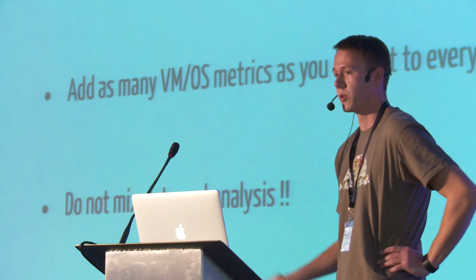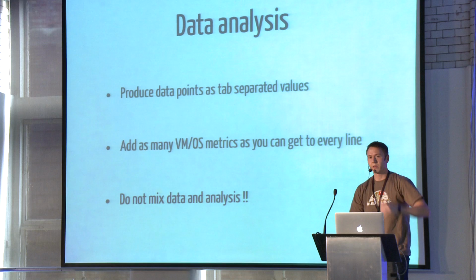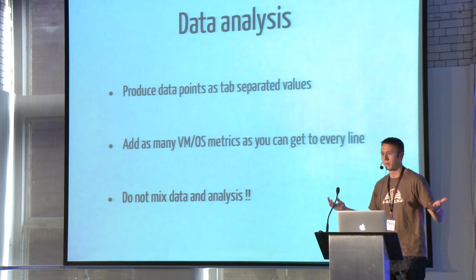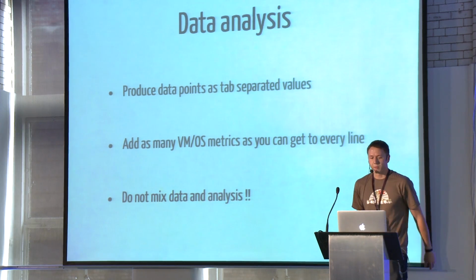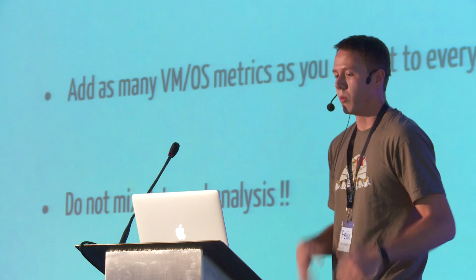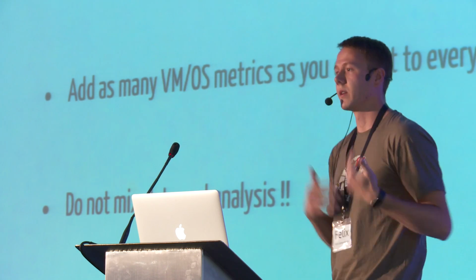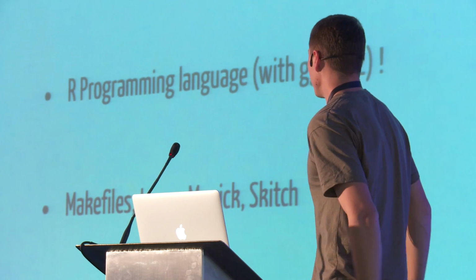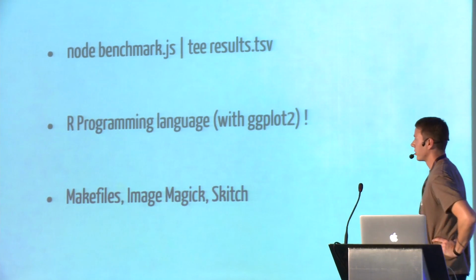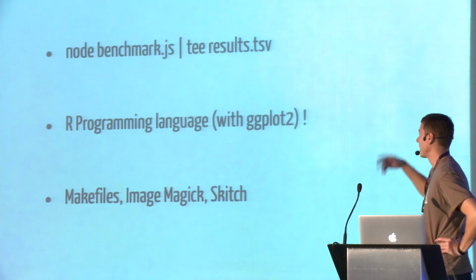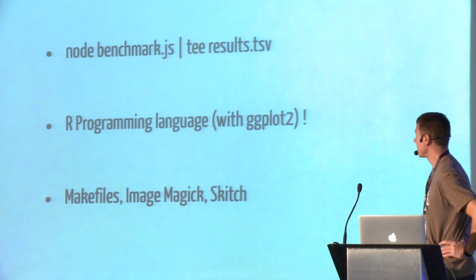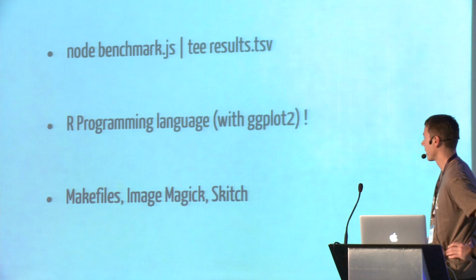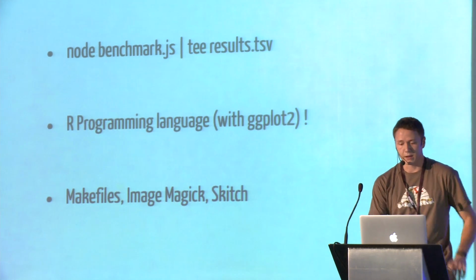Most benchmarking tools out there do that. Like JSPerf, you put in two JavaScript functions, and it will run them against each other, and at the end it will tell you this function is 2% faster or something. And this is nice, maybe useful in some contexts, but it hides so much information. What you really want is a tool that produces raw data that you can then analyze with something that's really good. So for example, the R programming language is really good when you're using ggplot2, which is a library that makes the graphing easier. So my tool chain looks like this: I run my benchmark, I pipe the results into a TSV file, and then I use makefiles, ImageMagick, the R programming language, and Skitch to get my data analyzed.